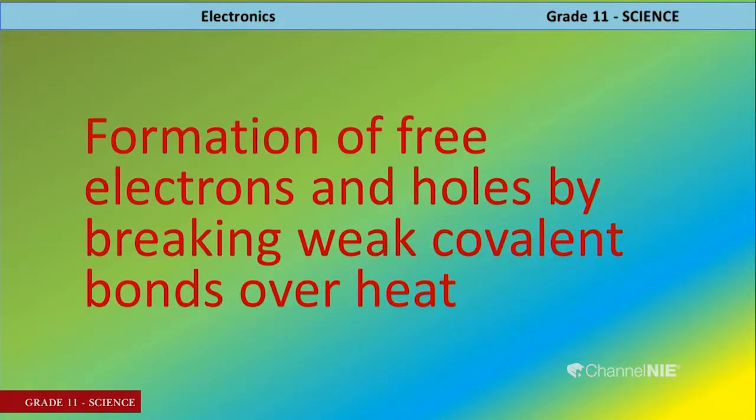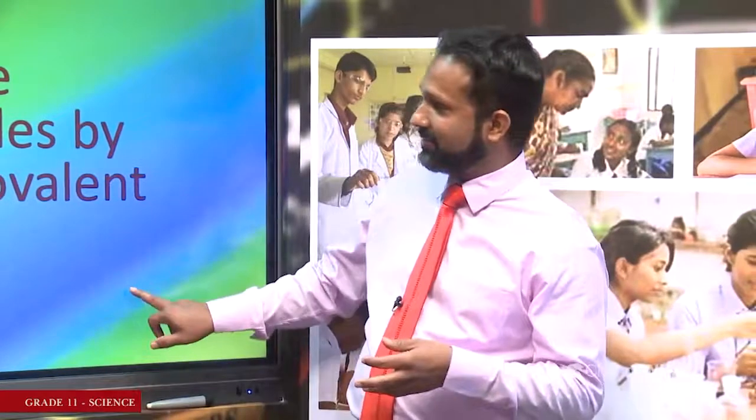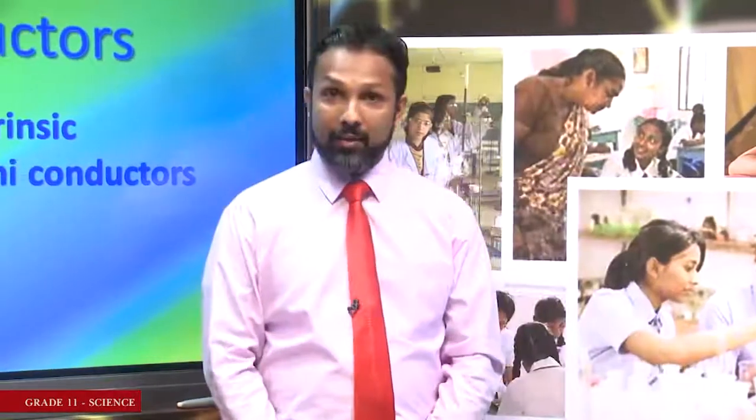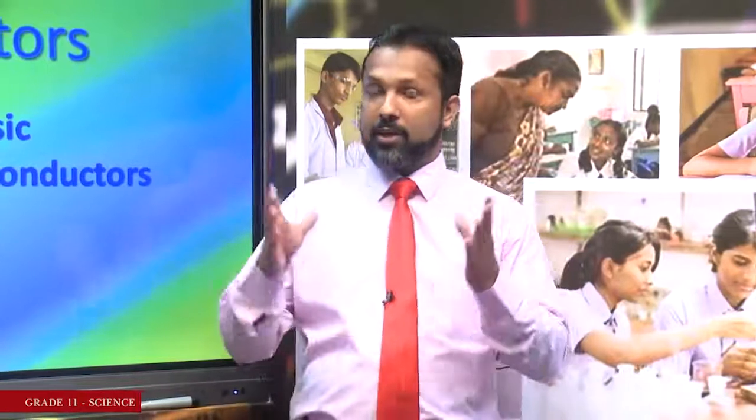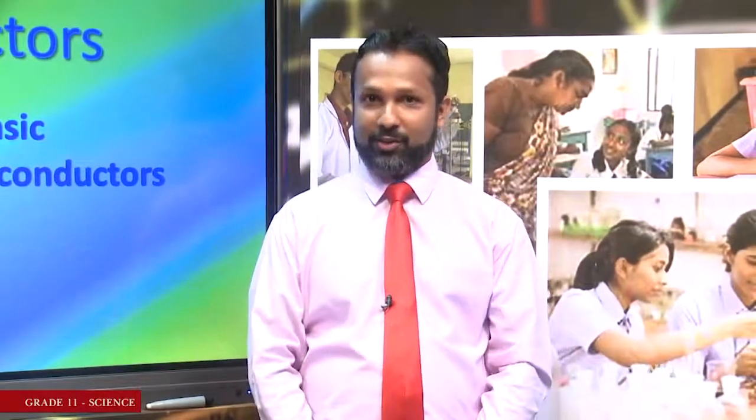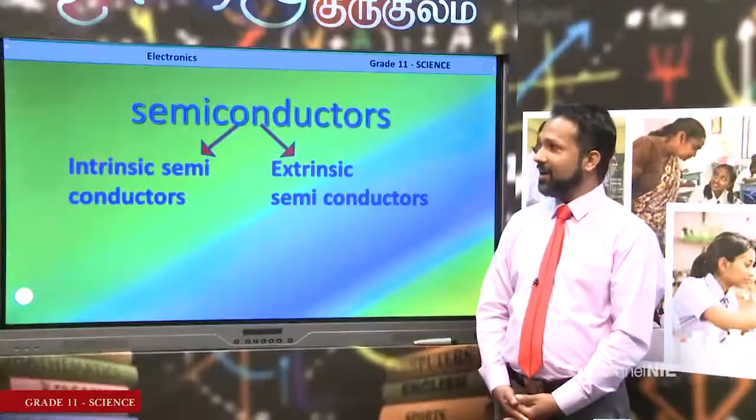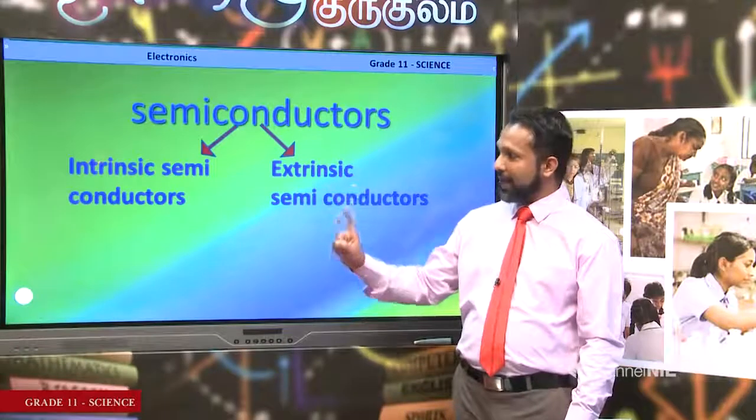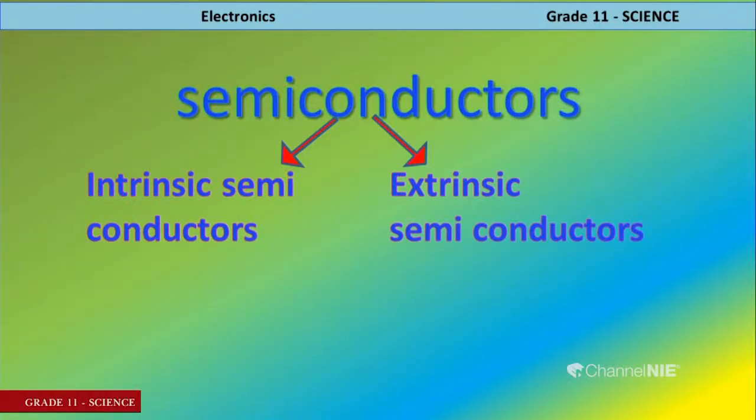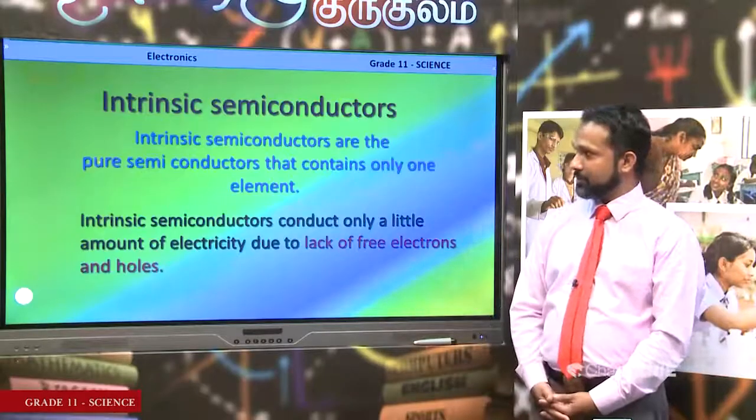Right. Let us pay our attention to the formation of free electrons and holes by breaking weak covalent bonds with heat. All right. Then we should be able to classify semiconductors into 2 categories. Do you know what the 2 types of semiconductors are? They are intrinsic semiconductors and extrinsic semiconductors. We are going to study more information about these 2 types of semiconductors in the coming slides.